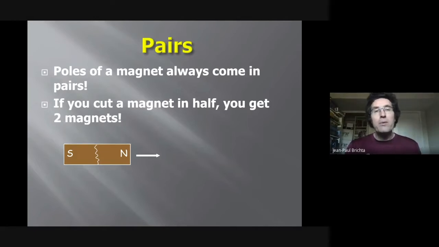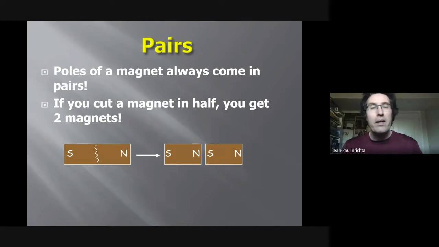Okay, poles always come in pairs. You can't just have a North Pole by itself or a South Pole by itself. You always have to have a pair. And if you cut a magnet in half, it's kind of cool. It's not a magic trick exactly, it's science. You get two smaller magnets. Intuitively you might think that if I cut a bar magnet in half, I would have a North Pole and a South Pole. No, you would actually have two completely separate magnets, each with its own North and South Pole.